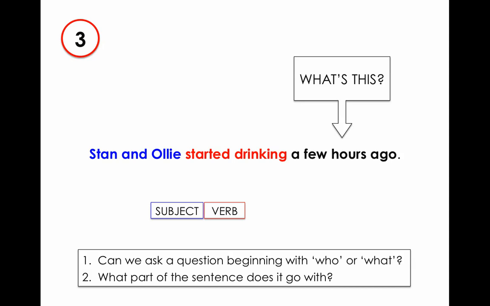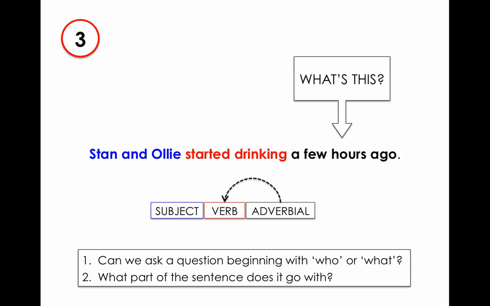So, what part of the sentence does a few hours ago go with? Now, unlike the last example, annoyed, the other people are getting annoyed, a few hours ago isn't like an adjective. It doesn't describe Stan and Ollie. Actually, it goes with the verb, and that makes it an adverbial. When did they start drinking? Someone started drinking. Forget who started drinking. There was a starting of drinking. Sounds strange to talk like that, but drinking started.